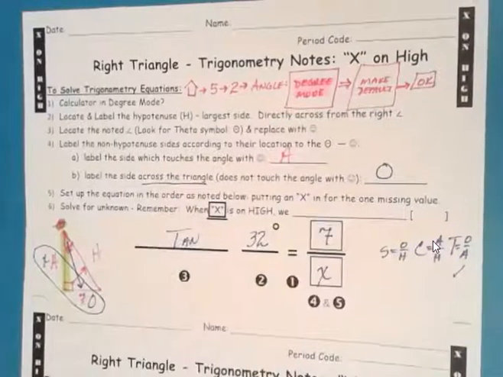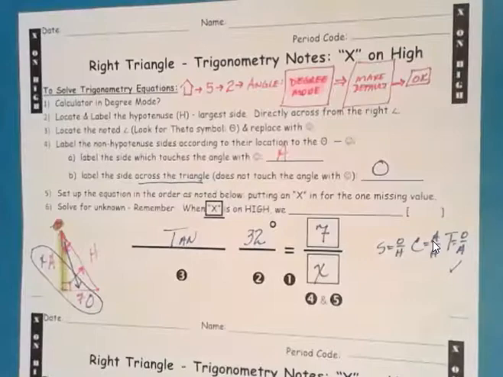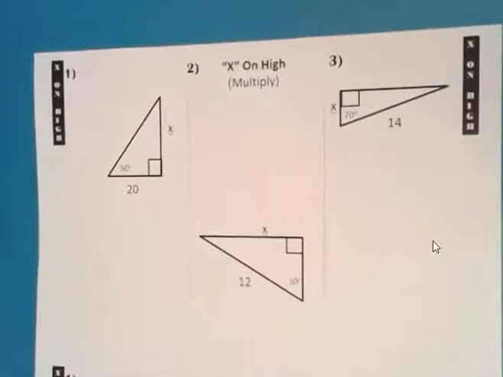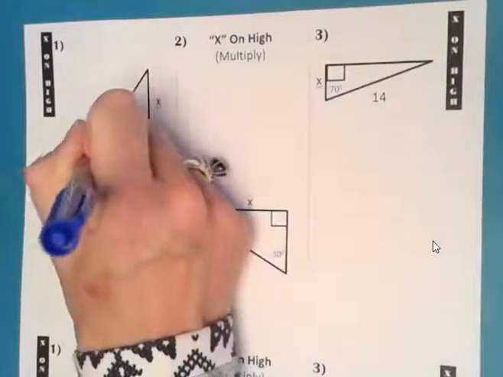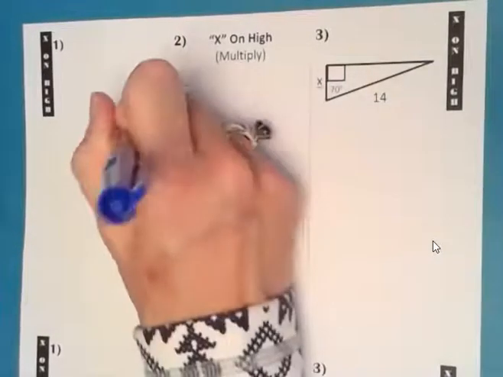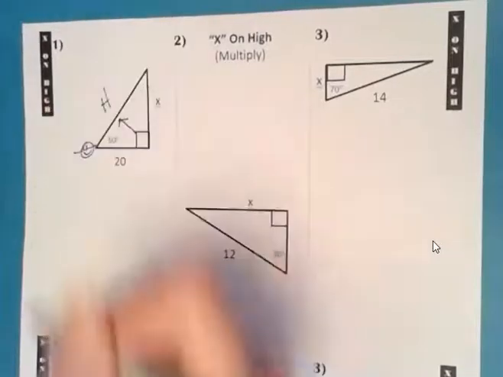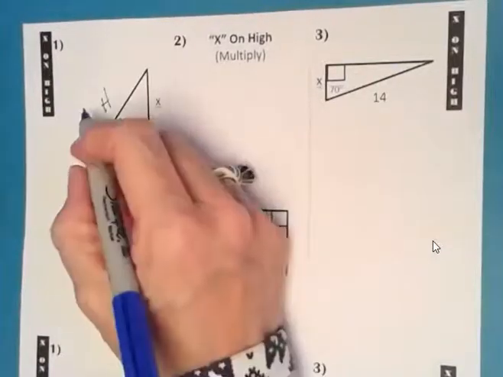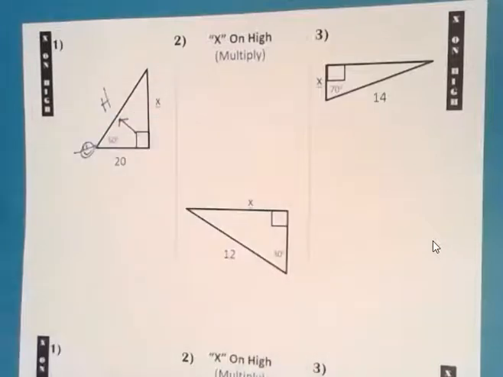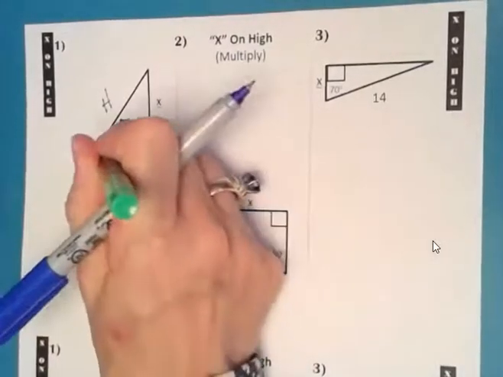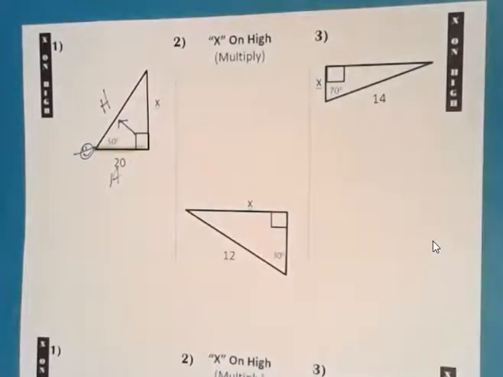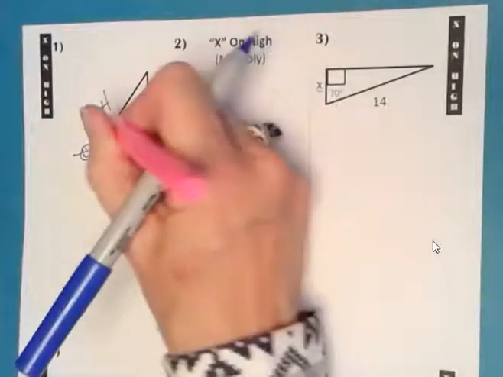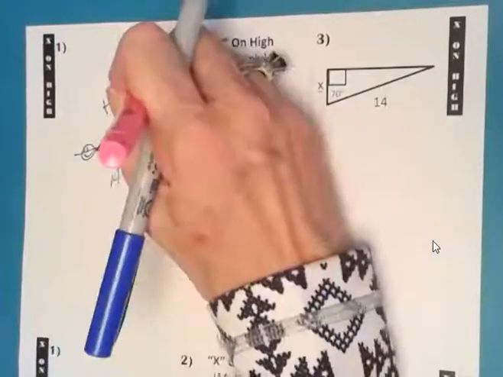But let's turn to the back. For this sheet, we really want to practice ones where X is on high. And here are some samples I put together that I know will be like that. We are going to use a 5-step process. So here's our theta, putting my smiley face. Across from my right angle was my hypotenuse. The side called adjacent is the side of the triangle that touches the theta. The side called opposite is the side you had to go from theta all the way across the triangle to get to.